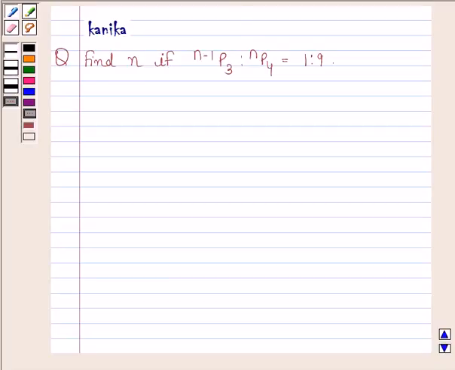I'm Panika and I'm going to help you to solve the following question. The question says, find n if (n minus 1)P3 is to nP4 is equal to 1:9. Before solving this question, we should know that nPr is equal to n factorial upon (n minus r) factorial. This formula is the key idea in this question.